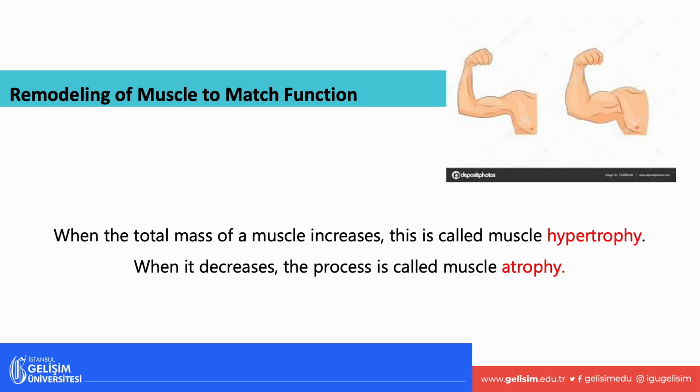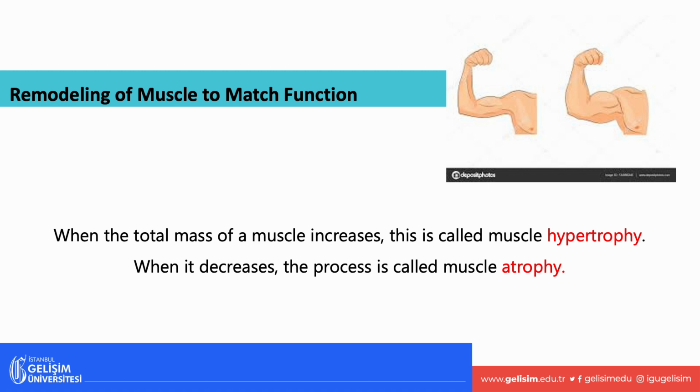Okay, so look at these. Muscle hypertrophy refers to the process of increasing the size or mass of muscle, typically through strength training exercises that involve progressive overload. Now, the increase in mass is due to an increase in the size of individual muscle fibers, as well as an increase in the number of contractile proteins within those fibers.